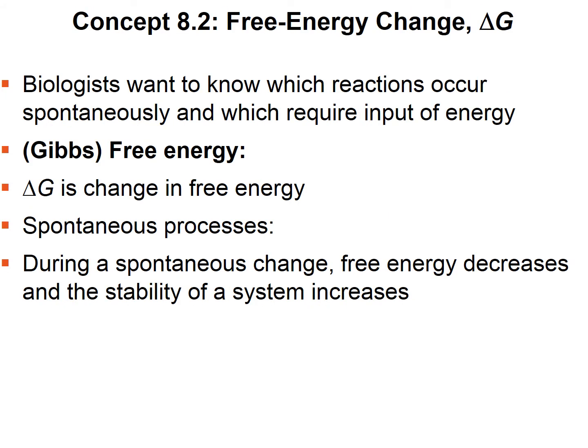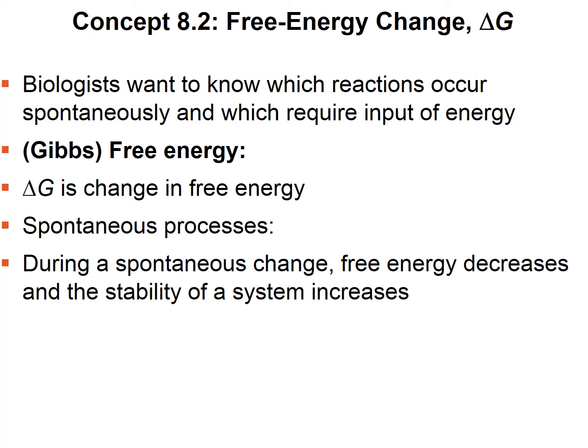Biologists want to be able to figure out which reactions occur spontaneously and which do not, which ones require energy to be put in. So we look at a term that's called free energy. This is the portion of a system's energy that can do work. So what we do is we compare the free energy at the beginning of the reaction to the free energy at the end of the reaction. And we use the term delta G, which is the change in the free energy. We use G to represent free energy, and that lets us know the difference. And to get that, we just take the free energy at the final state and subtract the free energy initially.